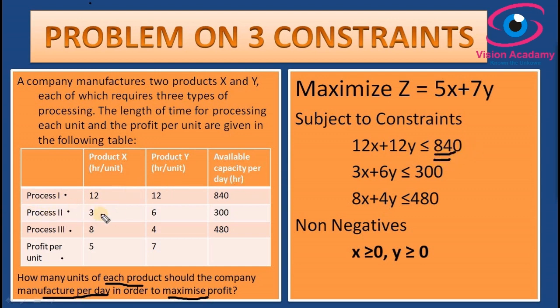Coming to process 2, product X takes 3 hours per unit and product Y takes 6 hours per unit. So 3x plus 6y less than or equal to 300, because the available capacity is 300. In process 3, 8x plus 4y less than or equal to 480. And non-negativity, since there are two decision variables in this case: x greater than or equal to 0 and y greater than or equal to 0. This is the mathematical formulation.